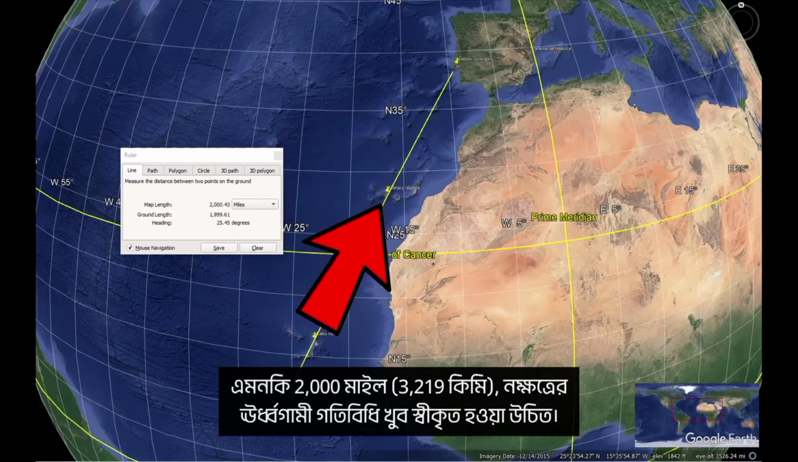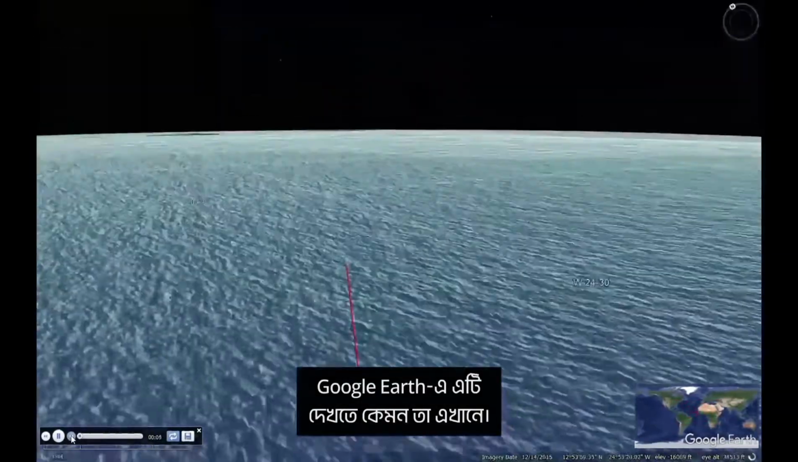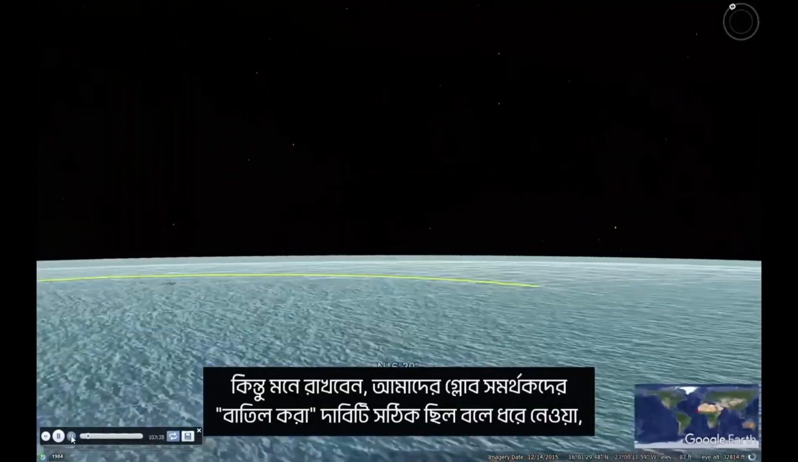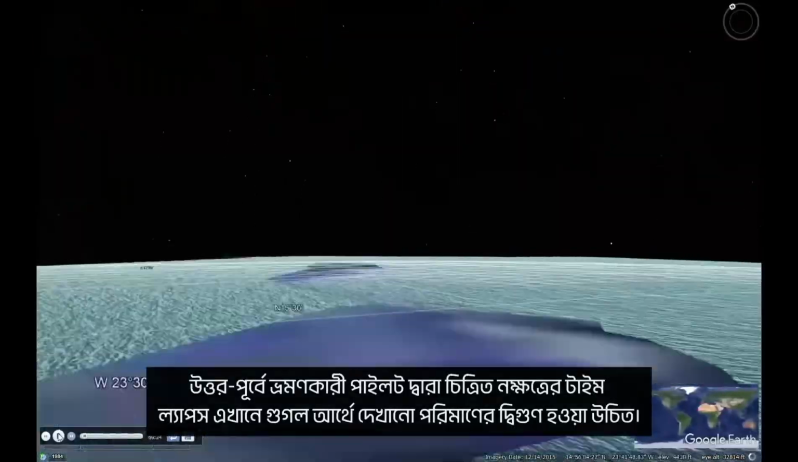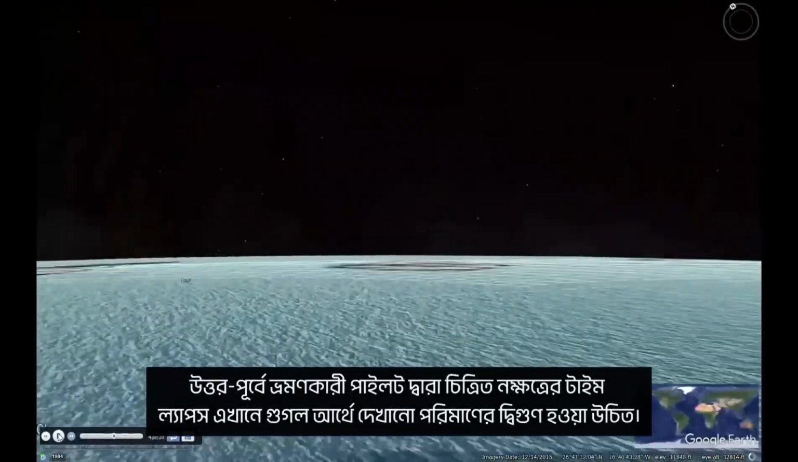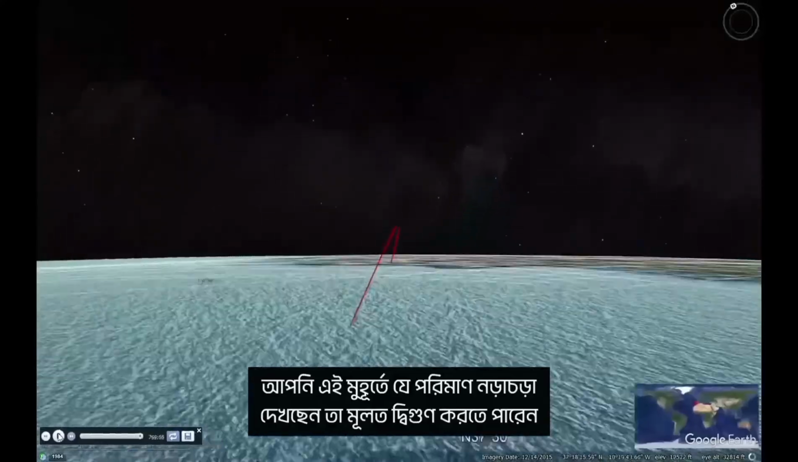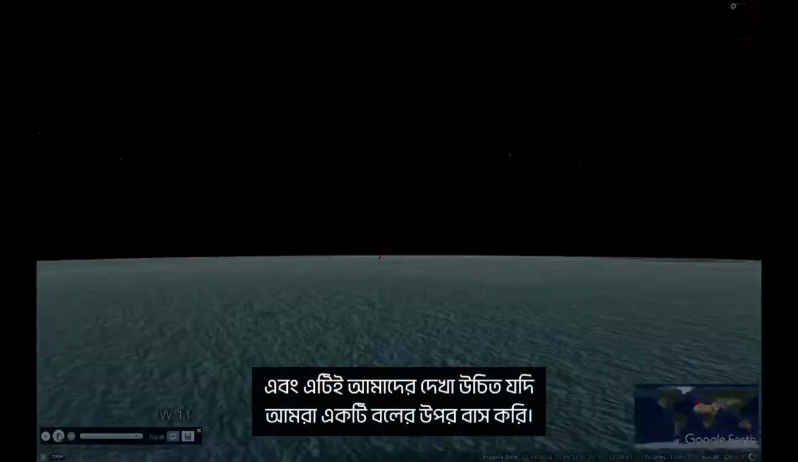Even at 2,000 miles, the upward movement of the stars should be very recognizable. Here is what it looks like on Google Earth. But remember, assuming the canceling out claim of our globe proponents was correct, the time lapse of the stars filmed by the pilot traveling northeast should appear twice the amount shown right here on Google Earth. You can essentially double the amount of movement you're seeing right now, and that is what we should see if we lived on a ball.